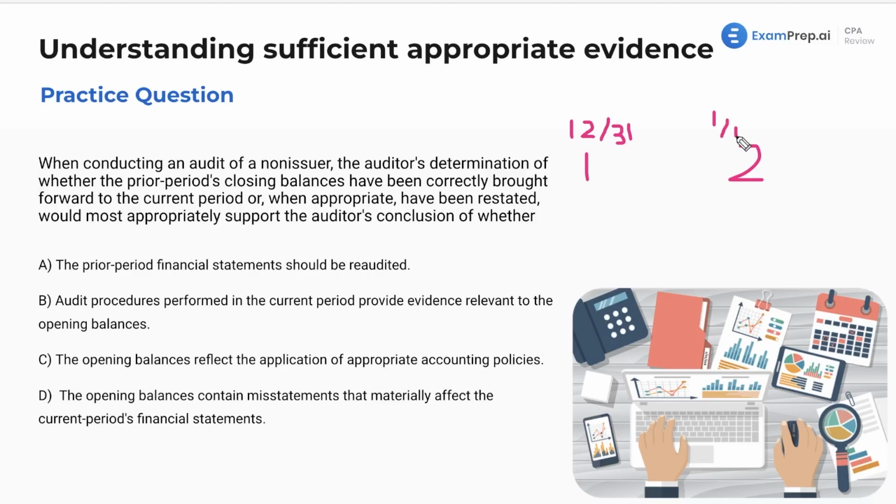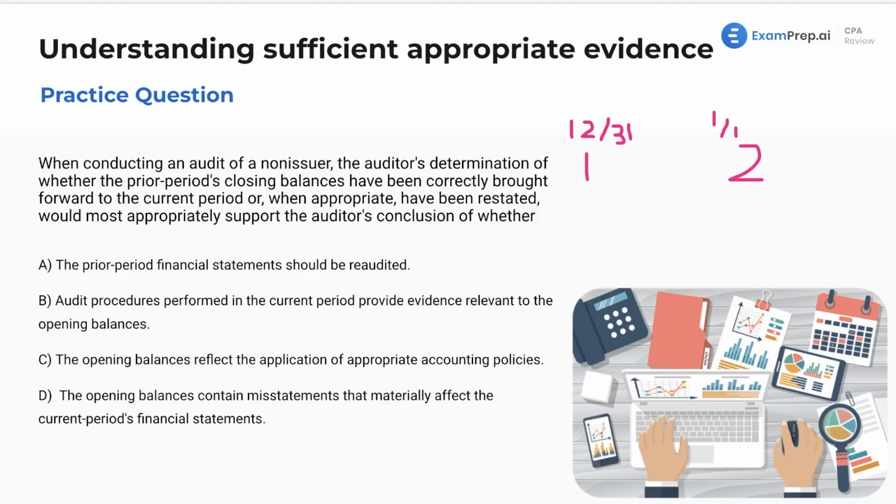What about the prior period financial statements should be re-audited? Yeah, I'm not agreeing with that there, right? We need to obtain sufficient appropriate evidence about these opening balances. So, yes, the prior period has been audited. We can trust that, but we want to do a little bit of something to verify that these opening balances are correct and all of that, right?